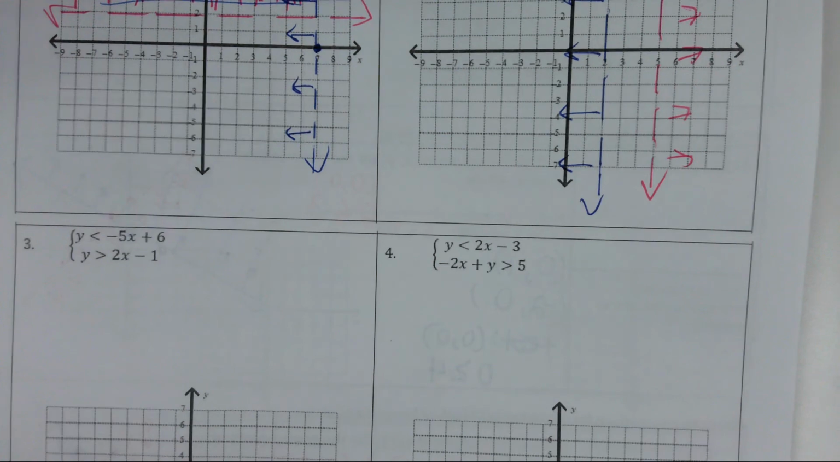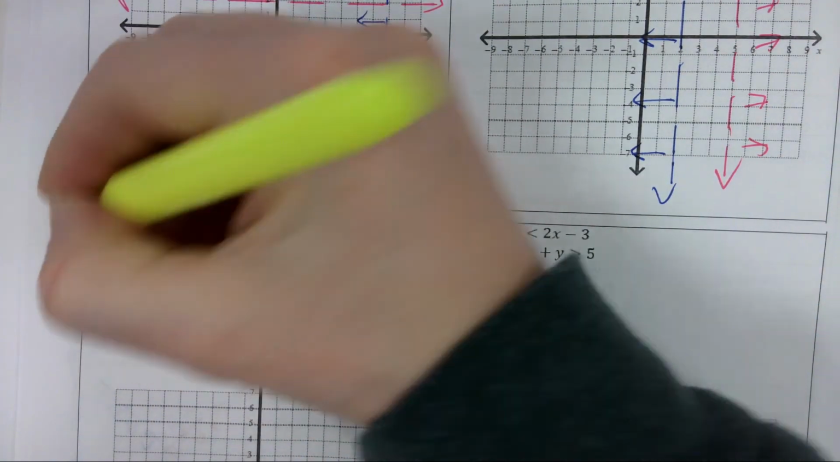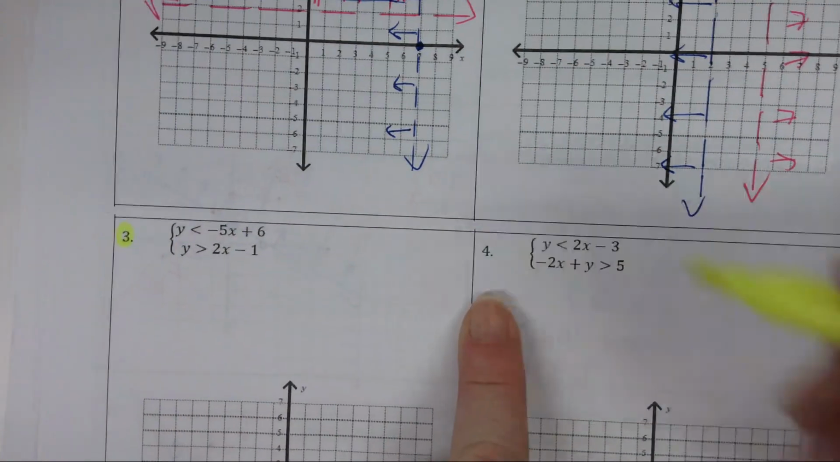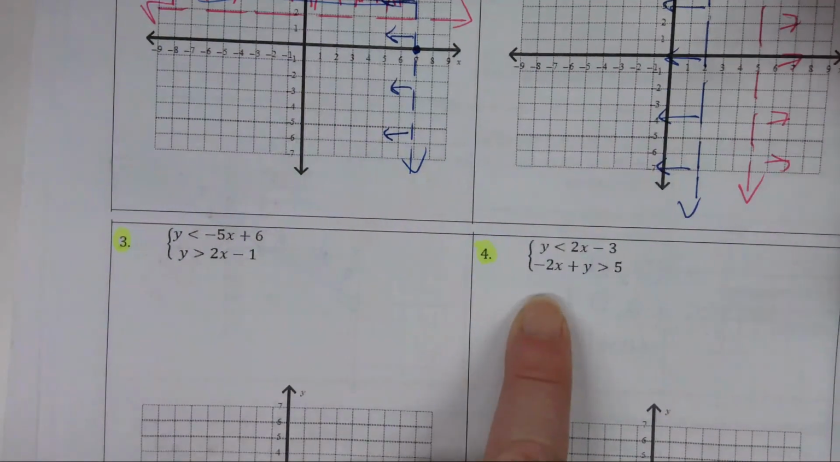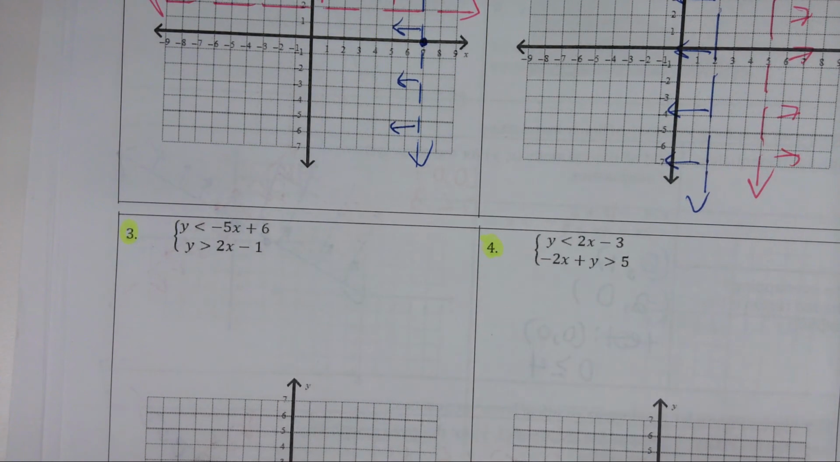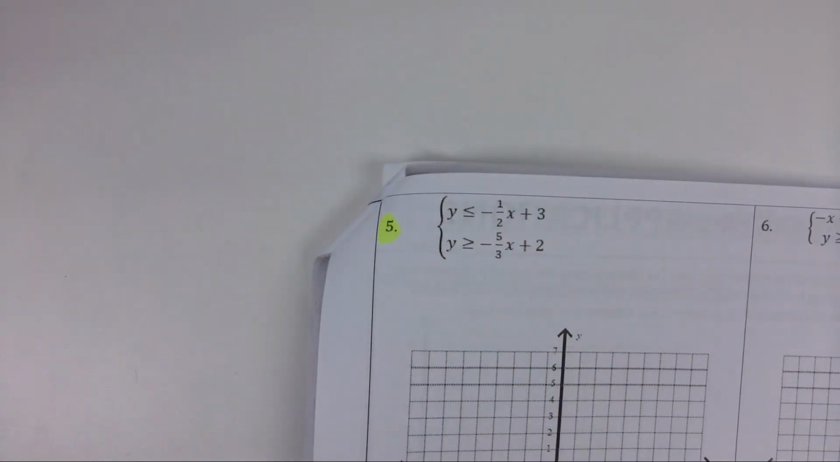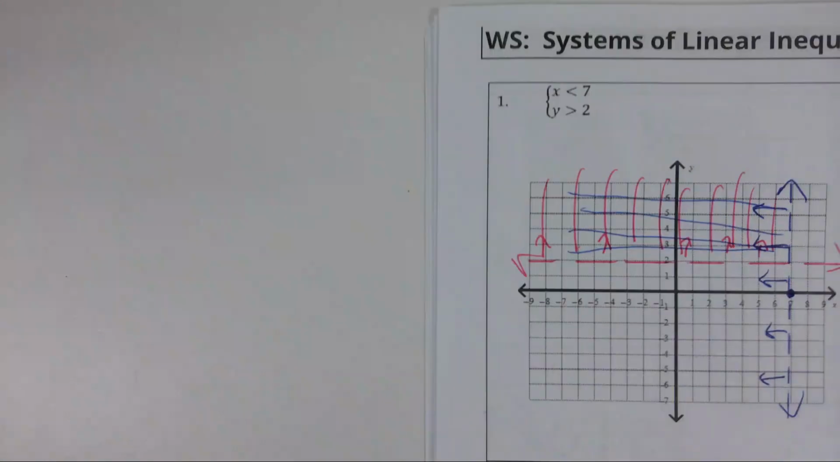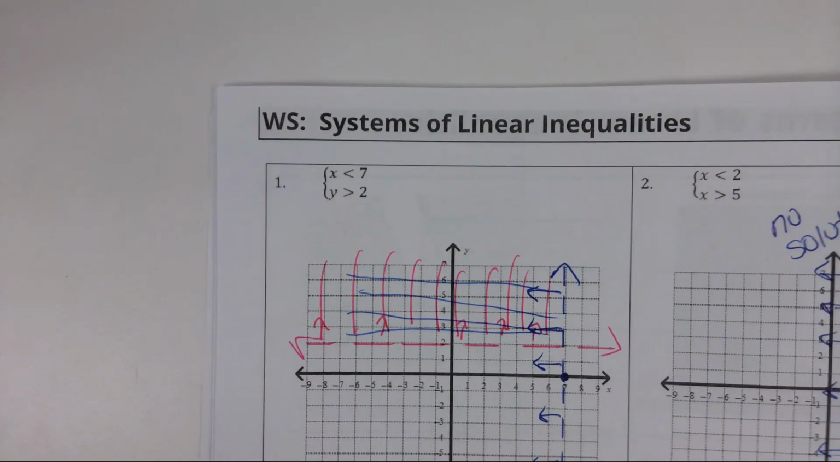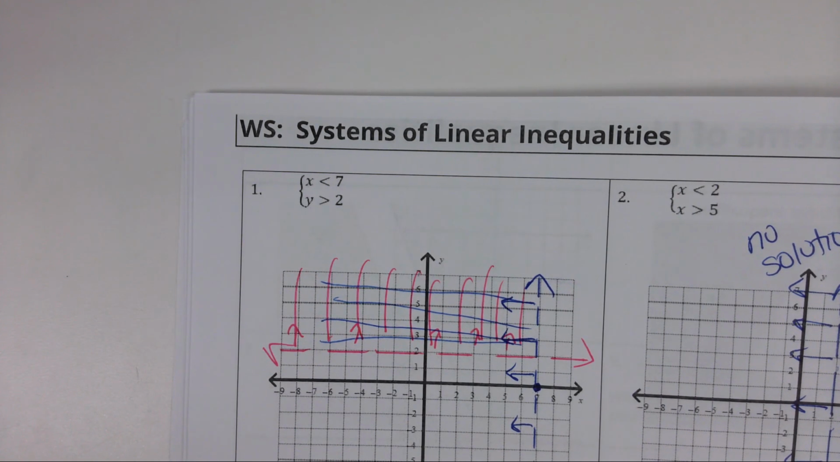So the ones I want you to try on your own are 3, they're both in slope-intercept, 4, slope-intercept and standard, so there's 2 kinds there, and then question 5. So just 3 things I'd like you to try. So 3, 4, and 5. Why don't you try one before we go, just to make sure that I can help you.